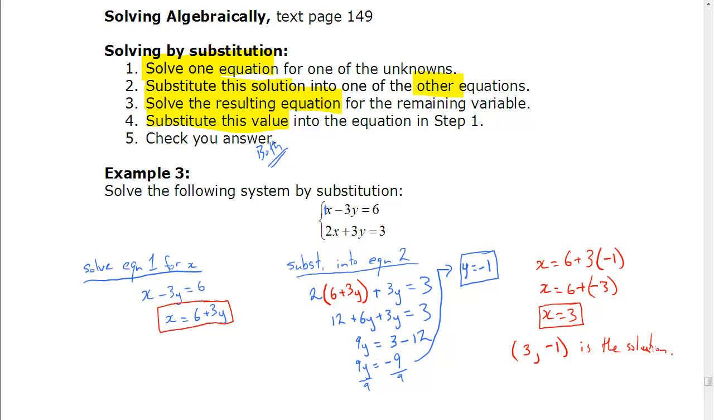So we'll stop this lesson there. You definitely need to do some practice of this on your own. Hopefully that gave you the main idea. In the next lesson we're going to also solve a system algebraically, but now we're going to do it with elimination instead. So we'll see you in the next lesson.